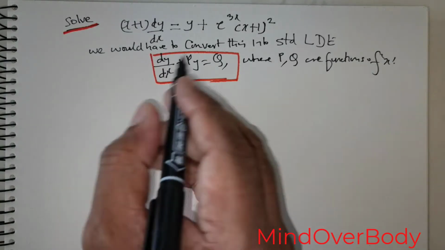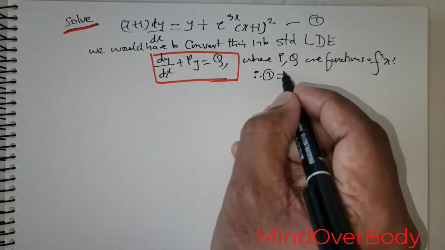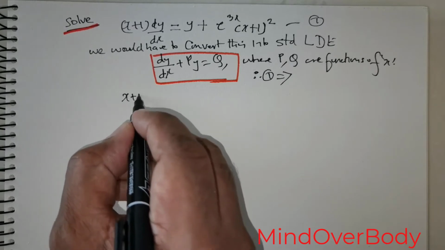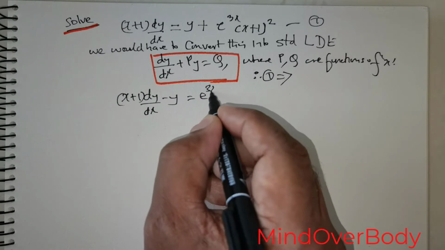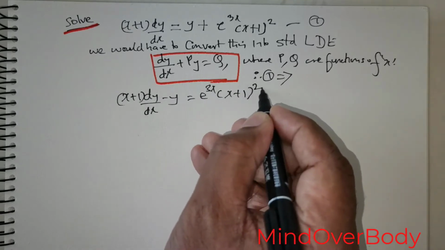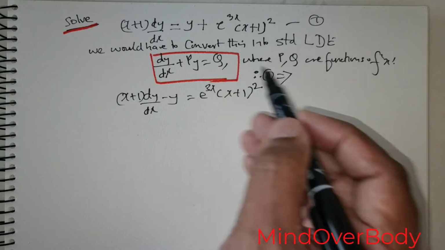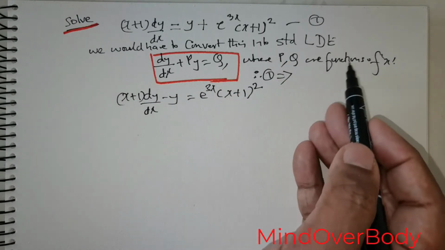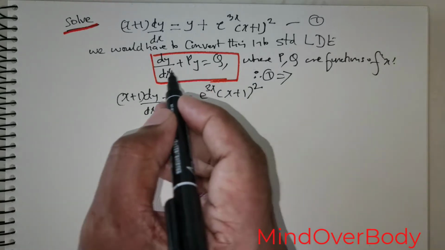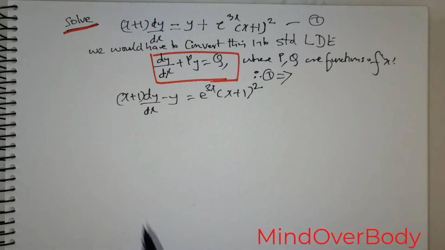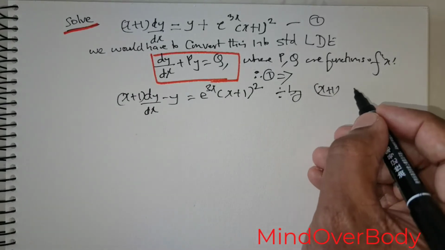So first what I would do is, if I were to take this as 1, therefore I can rewrite 1 as (x+1) times dy over dx minus y is equal to e raised to the power of 3x times (x+1) raised to the power of 2. I wanted to have q, this is my q term, because q is a function of x. And now I need to have p times y, and there shouldn't be any coefficient with dy over dx. So what I will do is divide by (x+1) throughout.